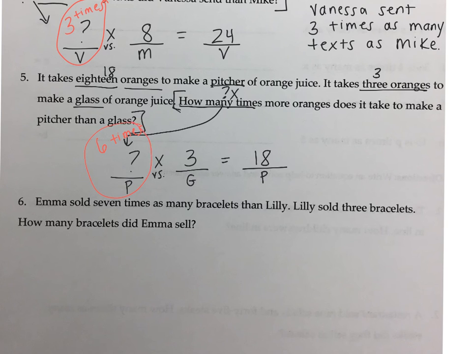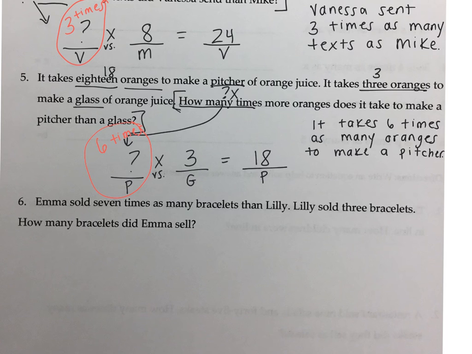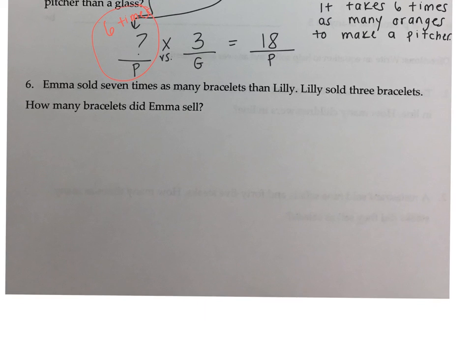Circle your answer and write a complete sentence. Check the question. How many times more oranges does it take to make a pitcher than a glass? It takes 6 times as many oranges to make a pitcher. Period. All right, I am not joking this time.